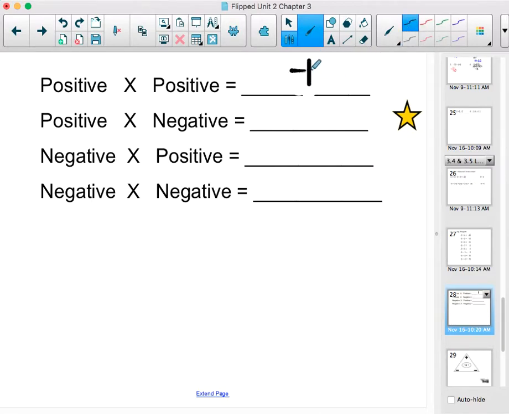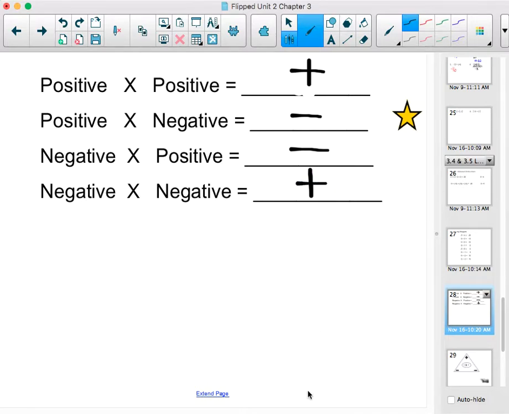Positive answer. A positive times a negative, we just talked about that. That got us a negative answer. A negative times a positive is the same thing as a positive times a negative because of the commutative property. So that's going to also give us a negative answer. And the negative times a negative, that's probably the surprising one. That gets us a positive answer.